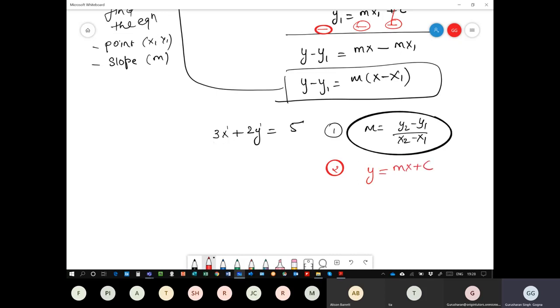But this equation is not written in the form of y equal to mx plus c. What do you mean by y equal to mx plus c form? Y equal to mx plus c form means on the left hand side you should have y and everything else on the other side. So let's manipulate this. So I will say 2y equal to minus 3x plus 5 because I'm moving 3x to the other side. And then I need to divide by 2 because the coefficient of y in the formula is 1. So this has to be 1. So I need to divide everything by 2.